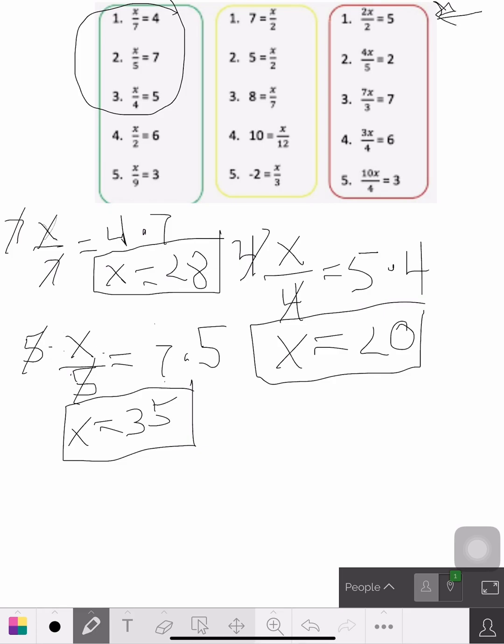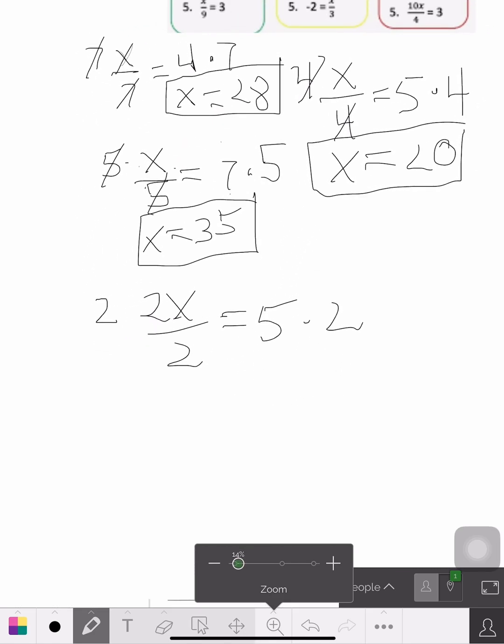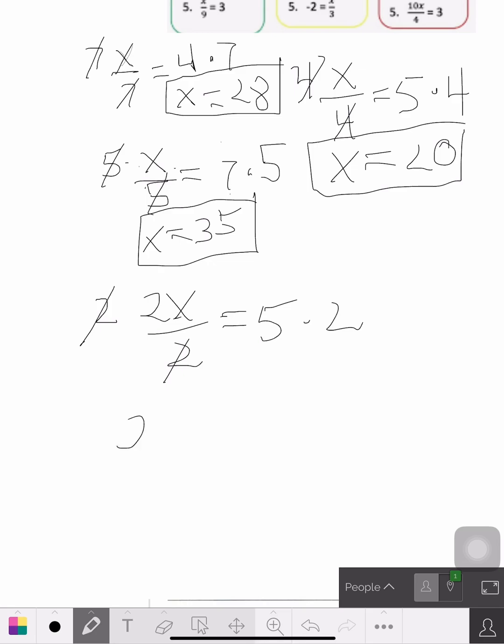We'll do 2x over 2 equals 5. So you rewrite this: 2x over 2 equals 5. Now, our object is to get the x by itself. That's always the object. But we have to get rid of this fraction first. So let's multiply both sides by 2 times 2. These two cancel out. So it is 2x equals 10.